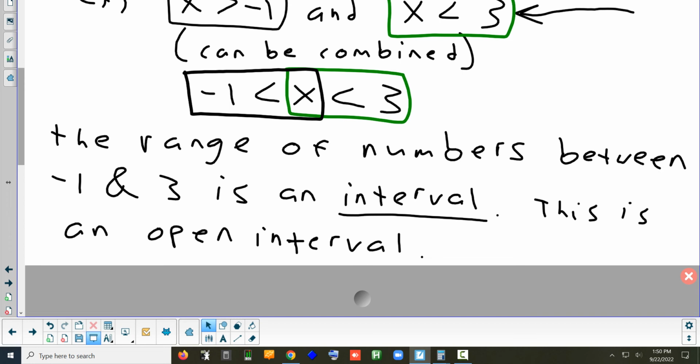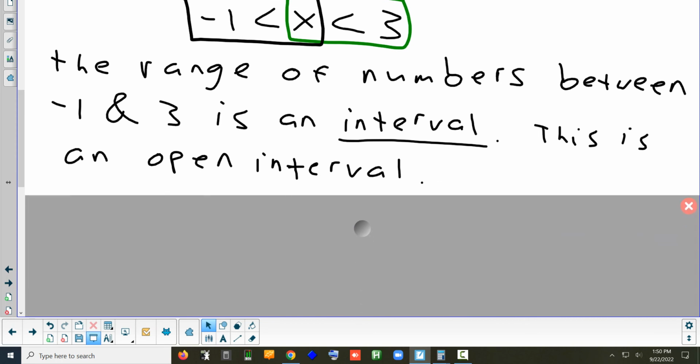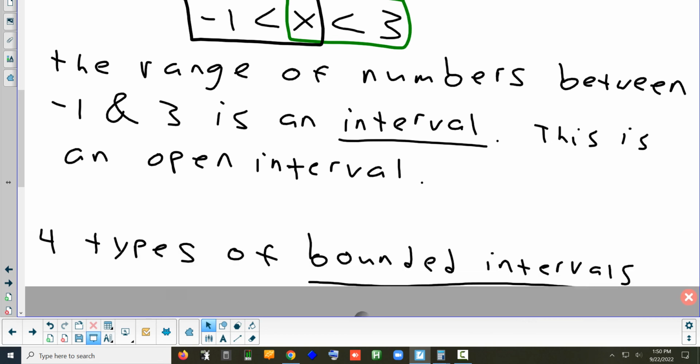What do you think the interval is called if you could pick the endpoint? Yeah, it's called a closed interval. So I'm going to talk about a few different terms you can use to describe an interval. One is called open, one is called closed. Another one is called bounded, and another one is called unbounded. Let me start with what's called a bounded interval, and then I'll describe the other three.